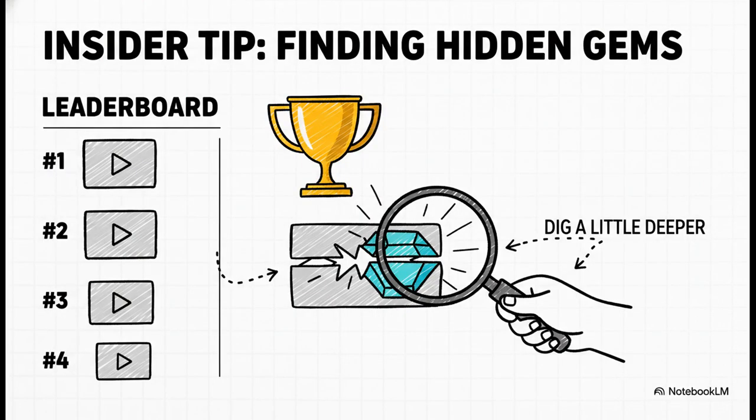Now here's a little pro tip for you. The tool gives every clip a virality score, right? But don't just automatically grab the #1 clip. I found that some of the real gems, the most authentic, relatable moments, are often ranked like 6th or 7th. So you got to dig a little deeper than just the top score.